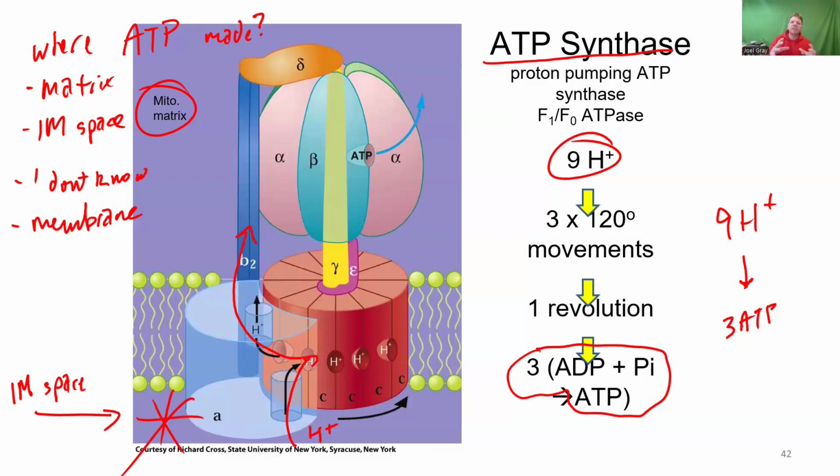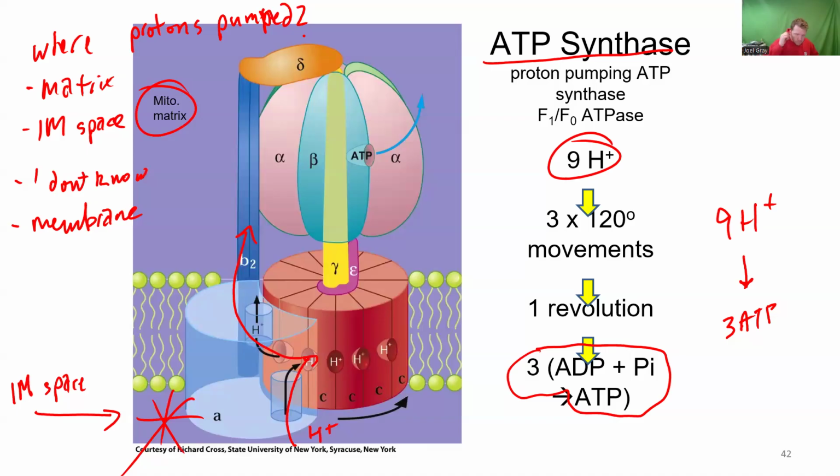So that's where all that ATP is being generated. Now, a pivot on this question: rather than where is ATP made, I could say, where are protons pumped? Come on, Joel. Where are protons pumped? Is it the matrix? No. Is it the I don't know? No. Is it the membrane? No. The protons are pumped into the intermembrane space by those different protein complexes.